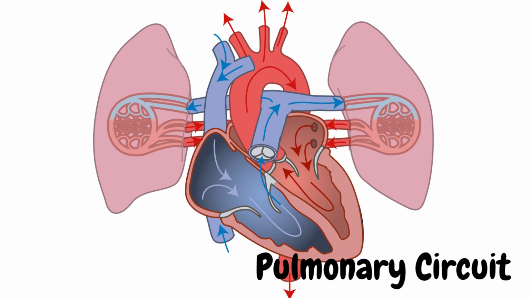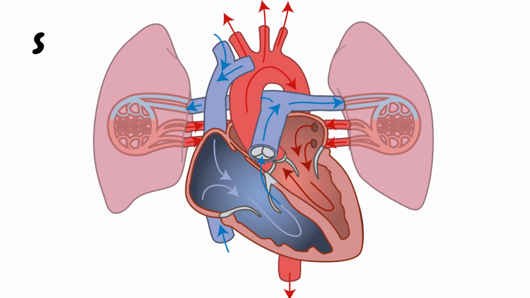Our cardiovascular system has three main circuits. The pulmonary circuit. The circuit carries blood without oxygen from the heart to the lungs. The pulmonary veins return oxygenated blood to the heart.